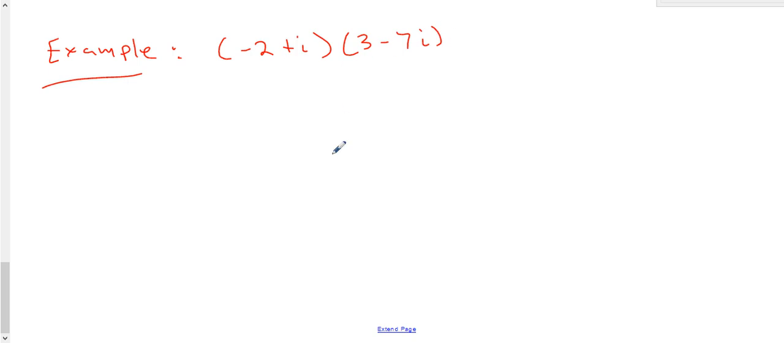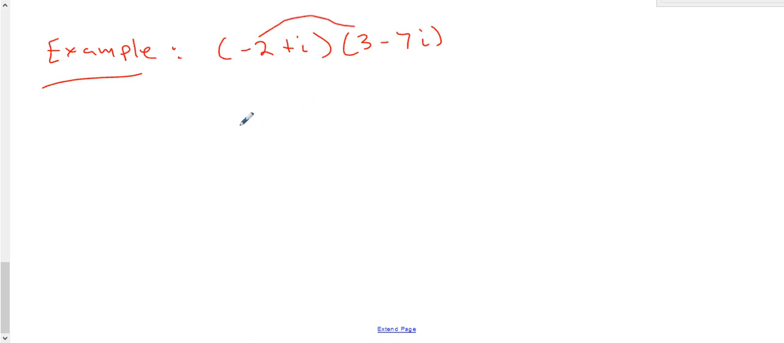I'm going to do one more example here. I didn't actually set it up, but I'm going to do an example where I have two binomial expressions involving i. So if I have something like -2 plus i times 3 minus 7i, I'm going to follow the same thing I would with two binomials being multiplied, and I'm going to do the FOIL method or the box method. I'm just going to go ahead and do the FOIL method.